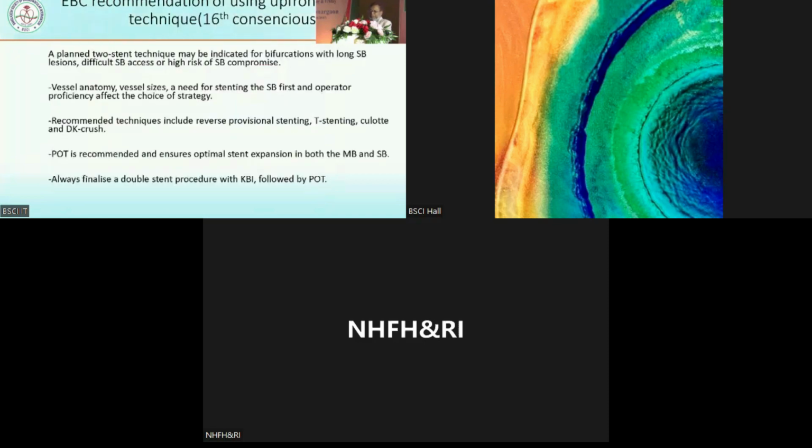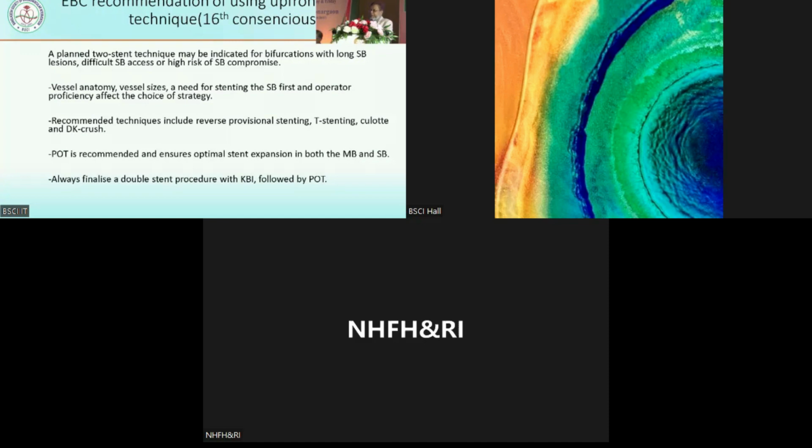And the EBC 16th consensus recommendation on using an upfront two-stent strategy: a planned two-stent technique may be indicated for bifurcation with long side branch lesions, difficult side branch access, or high risk of side branch compromise. Vessel anatomy, vessel size, need for stenting the side branch first, and operator proficiency affect the choice of strategy. POT is recommended to ensure optimal stent expansion in both the main branch as well as the side branch.